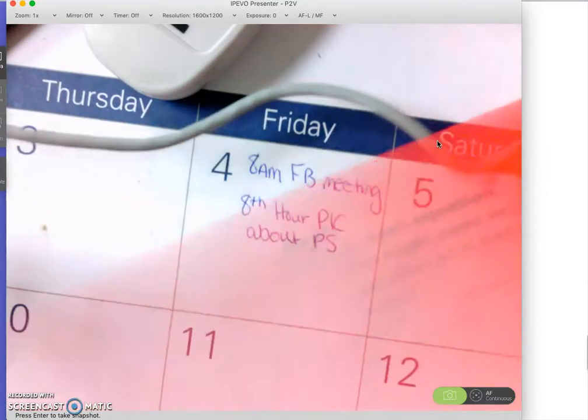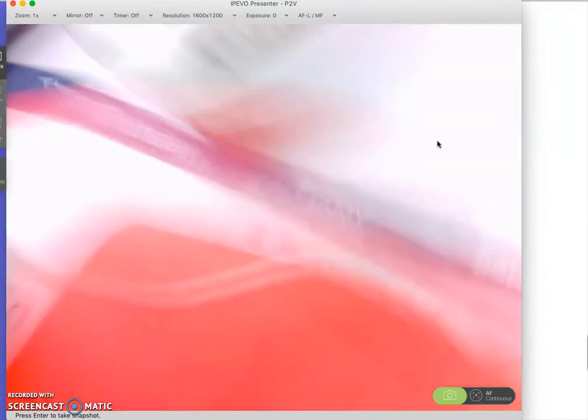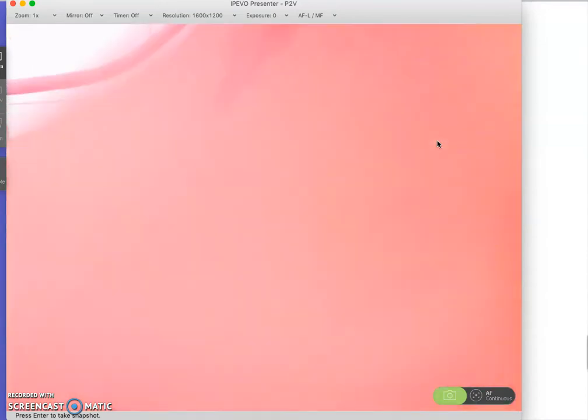Now, go to the right side. I think that is all we have.